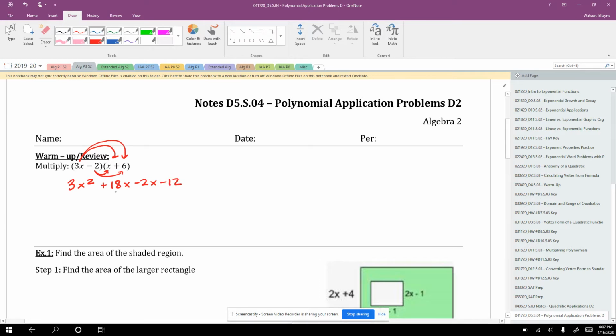What should happen is you should have two like terms there. Again, like terms are the same variable and same degree. These both have a variable of x and a degree of 1. So I'm going to combine those two. So I'm going to have 3x squared plus 16x minus 12, and that is my answer.